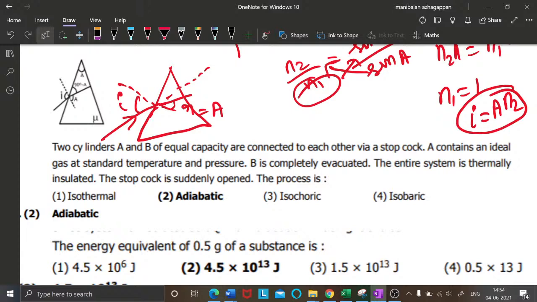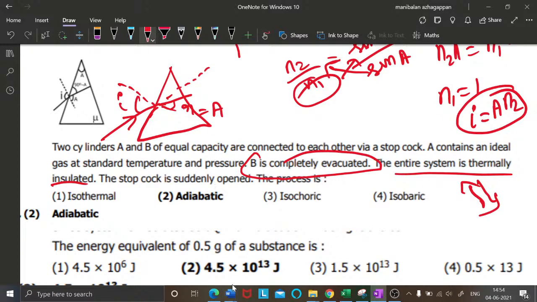See here, something is contained in a thermally isolated container, and B is completely evacuated. They are telling us the entire system is thermally insulated. The heat is not going to come inside, and the heat is not going to go outside. We have two processes, adiabatic and isothermal. In an isothermal process the temperature will be constant, but in an adiabatic process heat won't come inside and won't go outside. So the system energy is going to be maintained as constant. When the system is constant, we will have an adiabatic process.